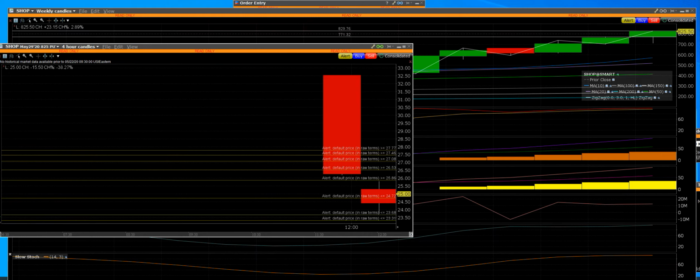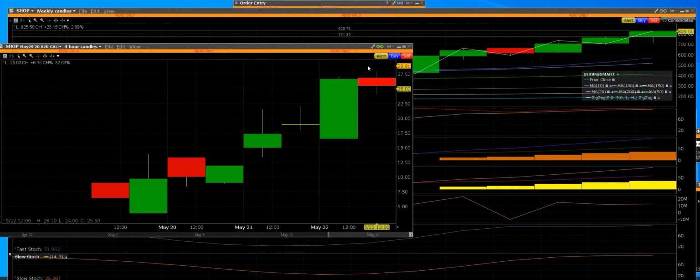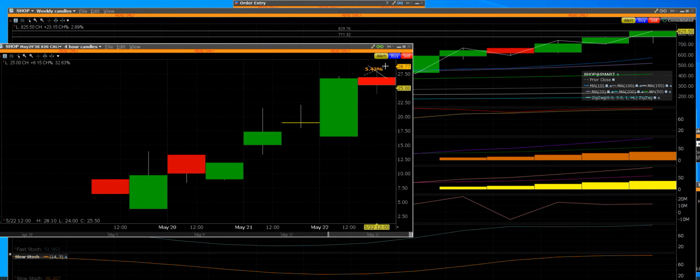If I look at the $820 call chart, this too is inflated. And this is where we buy them when they're out of the money. And this is where you get the 400, 500% gains. But these are going to come down, and they are inflated on the call side of the market.